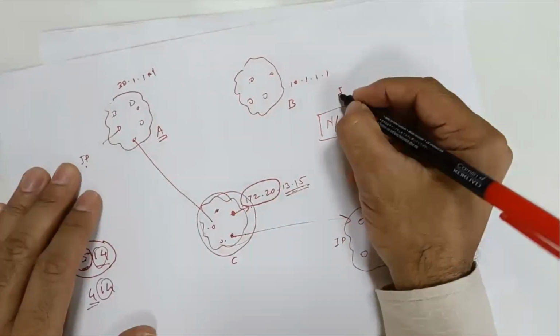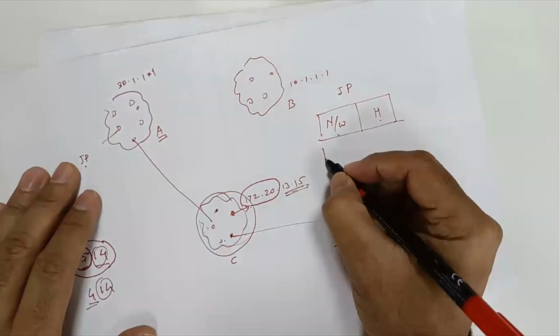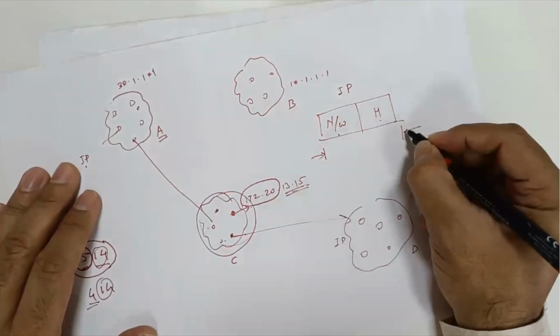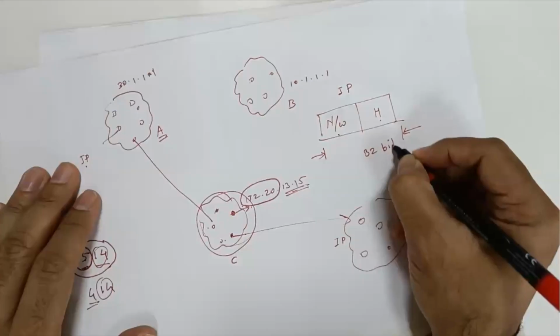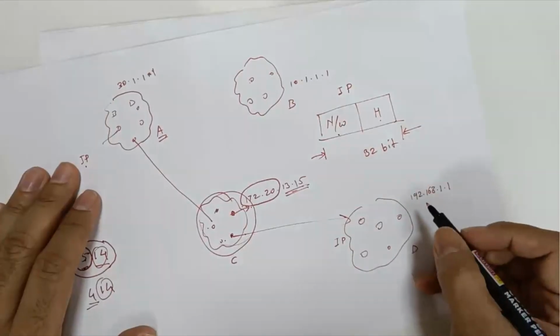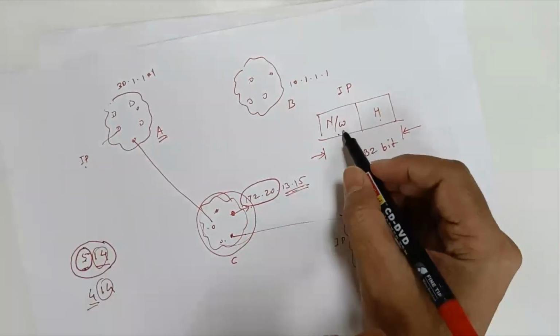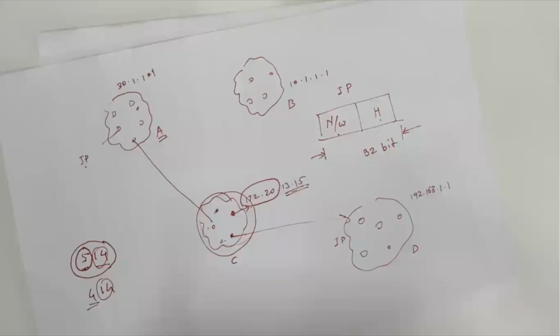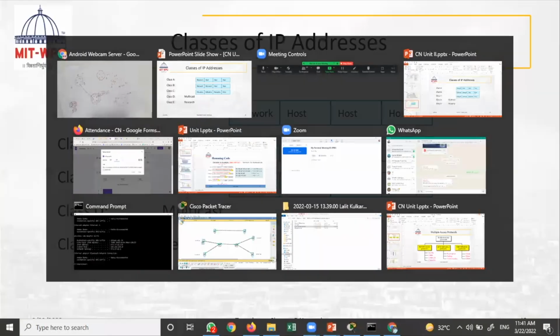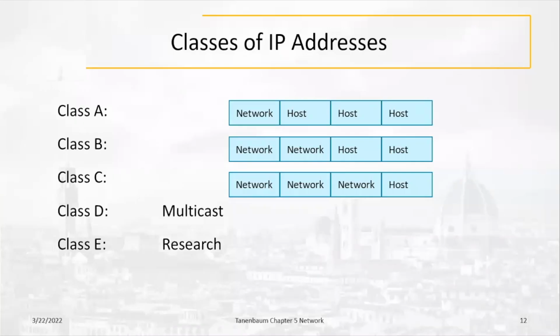So this is a complete IP address, and the length of this IP address is 32-bit. Now, the division is not exact; half the part is not the network and half the part is not the host. The division is further classified into classes. There are classes of IP addresses. The first one is class A, the second one is class B, and class C.